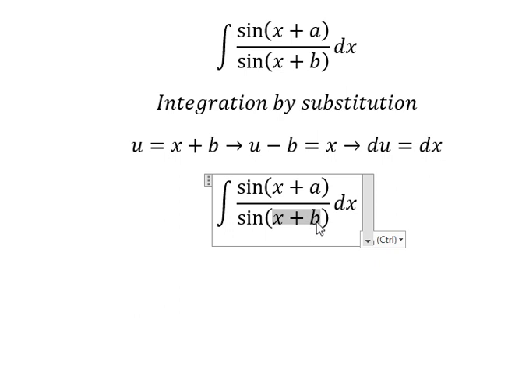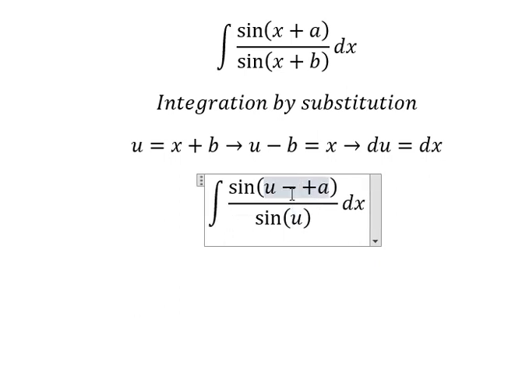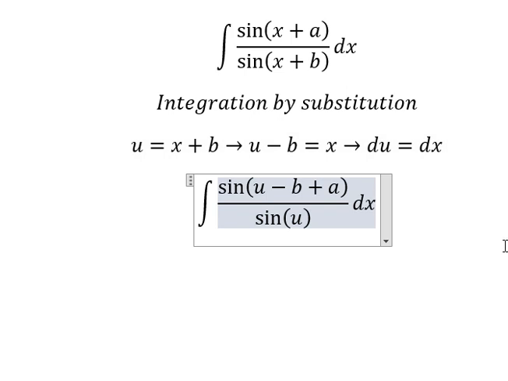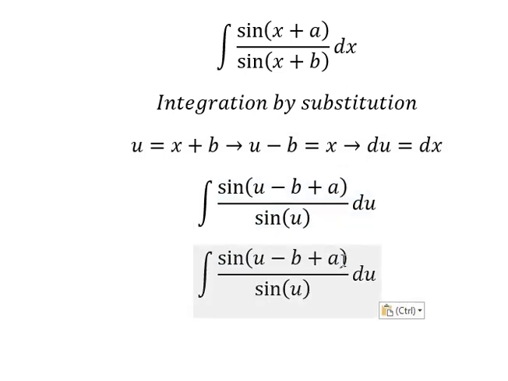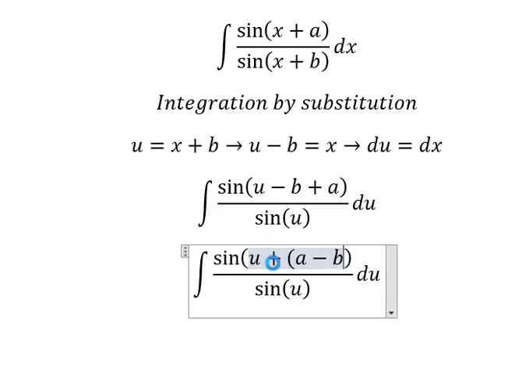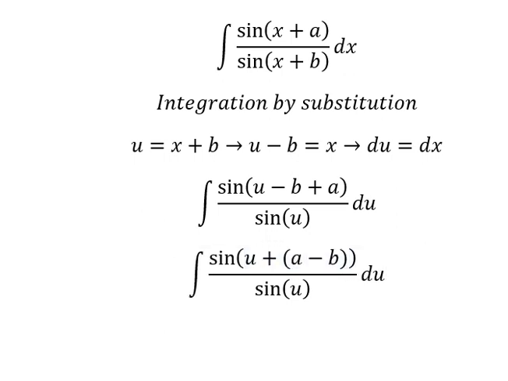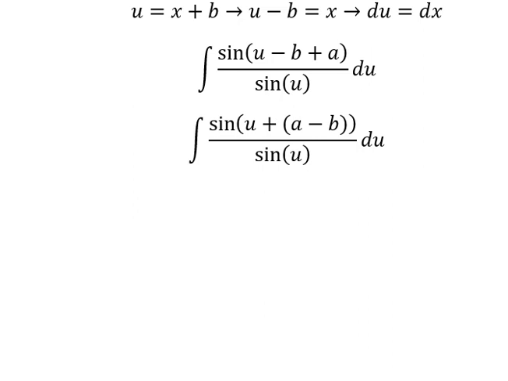This one we change for u. S we change for u minus b. The s we change for the u. So this one I can put like this. Now we have the formula in here.